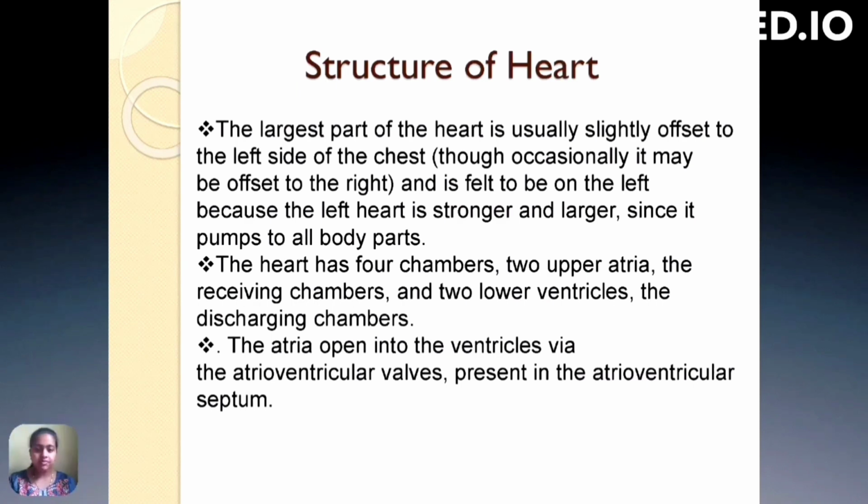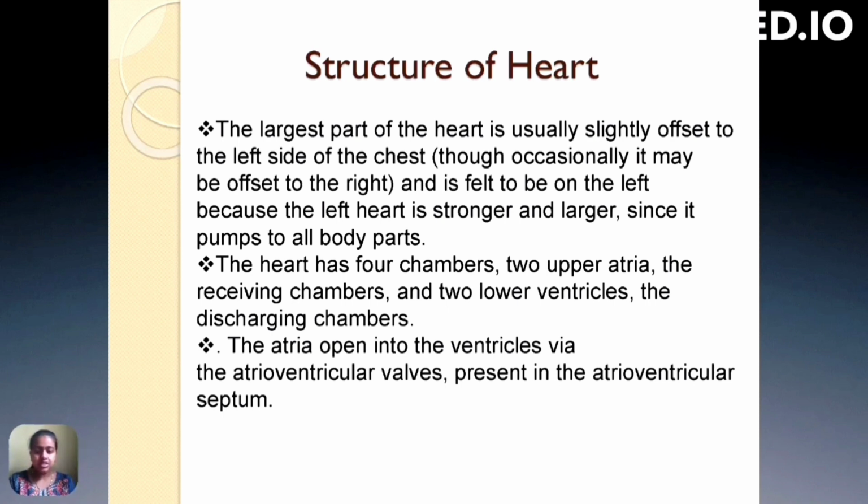Structure of the heart. The human heart is situated in the mediastinum at the level of thoracic vertebrae T5 to T8. The largest part of the heart is usually slightly offset to the left side of the chest, though occasionally it may be offset to the right, and is felt to be on the left side because the left heart is stronger and larger since it pumps to all the body parts.